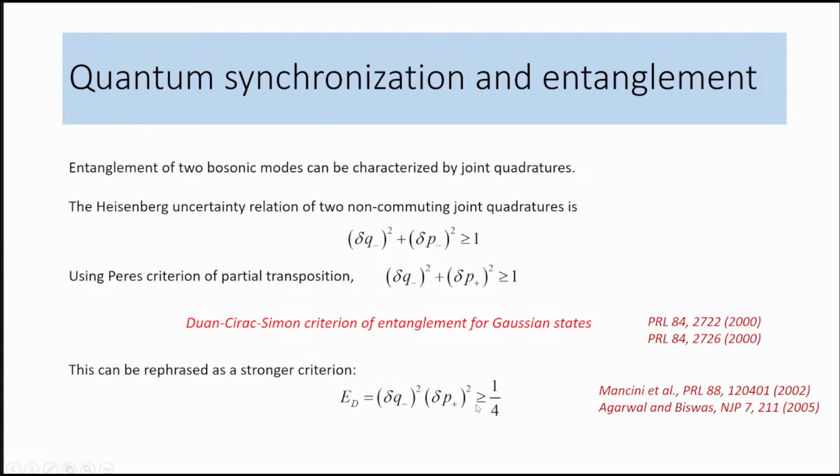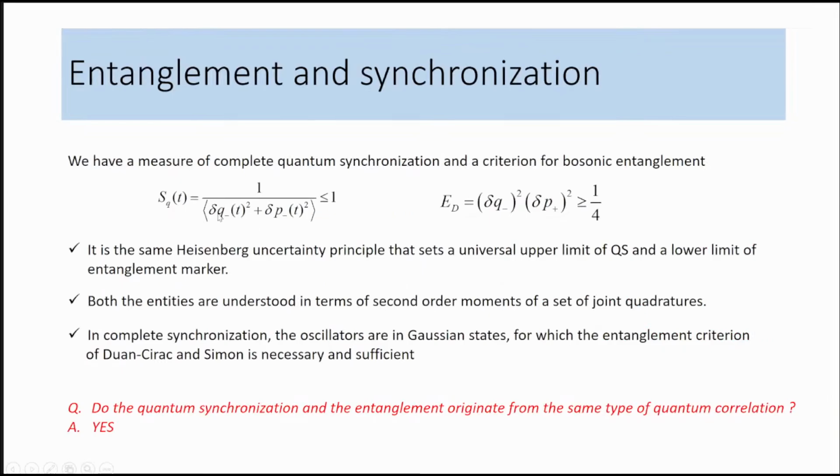We call it ED, and this can be greater than or equal to 1/4. So if this product becomes less than 1/4, we say the two oscillators are entangled. So now we have a complete synchronization measure and bosonic entanglement criteria. And it is the same Heisenberg uncertainty principle that sets an upper limit for synchronization and a lower limit for entanglement. Both are written in terms of second order moments of a set of joint quadratures. Because in complete synchronization the oscillators can be defined in terms of Gaussian states, and the Duan-Cirac criteria and Simon's criteria are good for Gaussian states so far as entanglement is concerned, they are both necessary and sufficient.